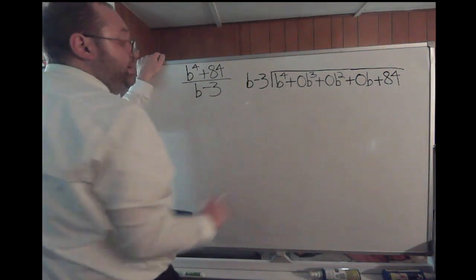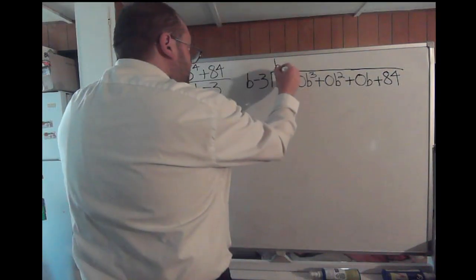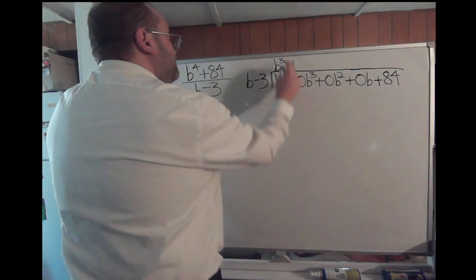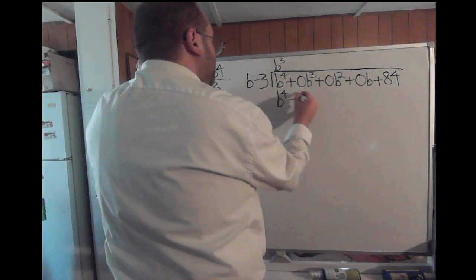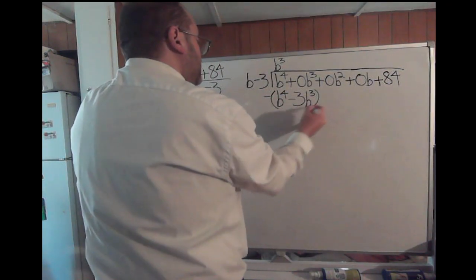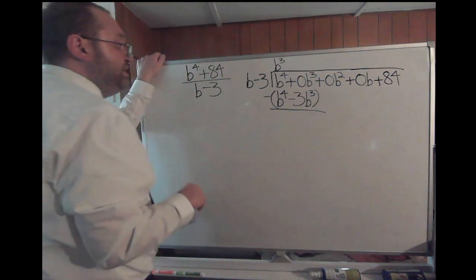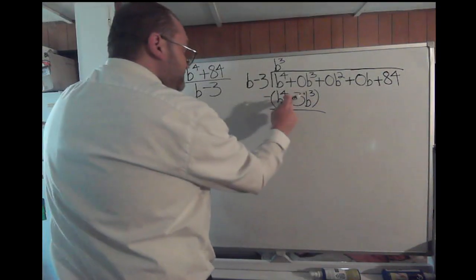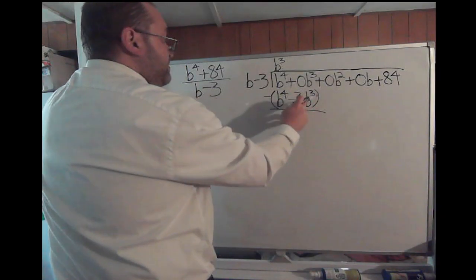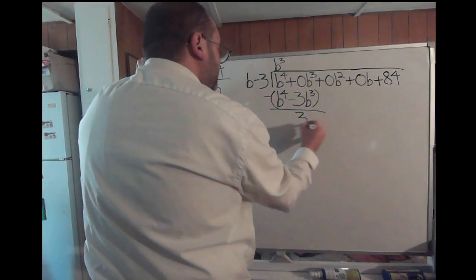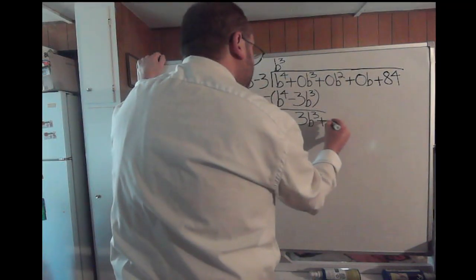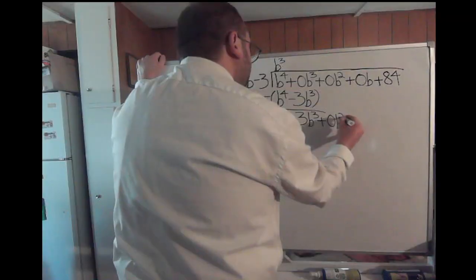So b times what equals b to the fourth? Well, that'd be b to the third. B to the third times b, that's b to the fourth. And then b to the third times negative 3, that'd be negative 3b to the third. So now subtract the quantity of what you got from the dividend. B to the fourth minus b to the fourth, that's 0. Negative 3b to the third is actually positive 3b to the third. So 0b to the third plus 3b to the third is 3b to the third. So once you get that, you bring down your 0b to the second from the dividend.